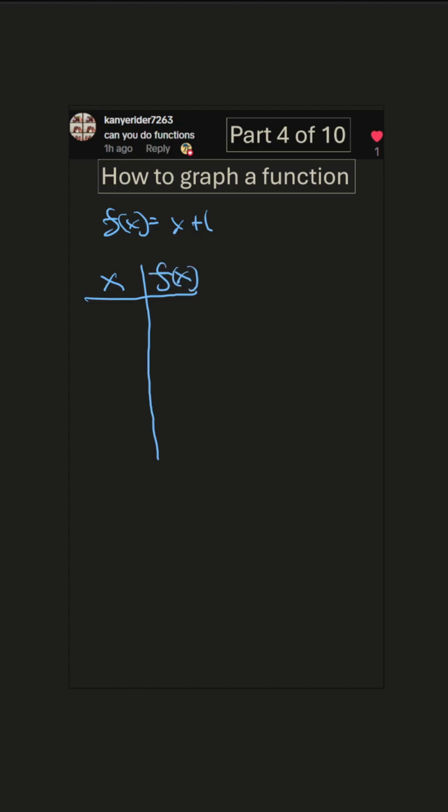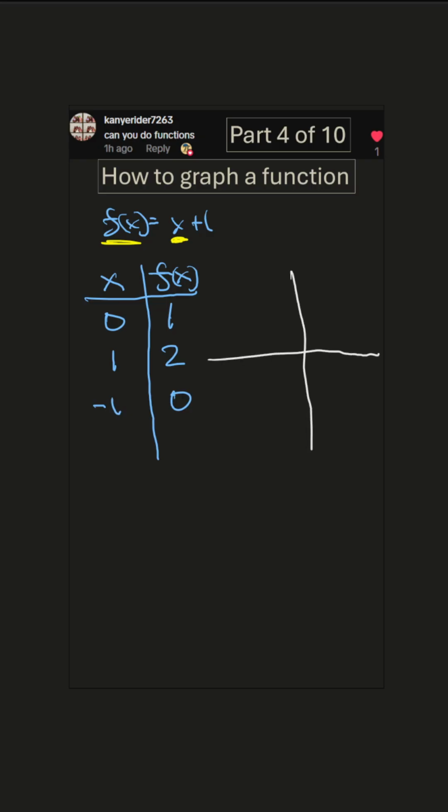Let's look at 0. If we put 0 in, that gives us 0 plus 1, which equals 1. So f of x equals 1. How about 1? If we plug in an x value of 1, we get 1 plus 1, which equals 2. All right, how about negative 1? Negative 1 plus 1 is 0. There we go. Let's graph this thing.